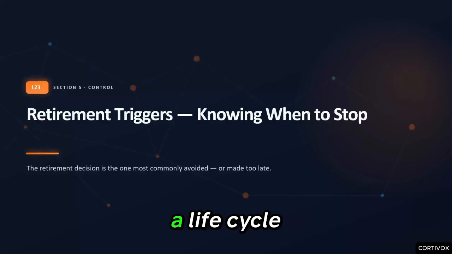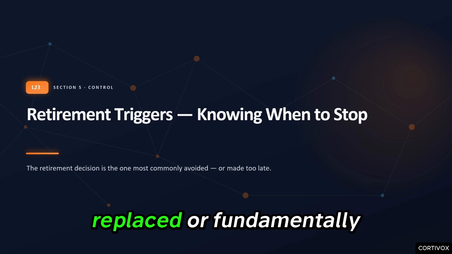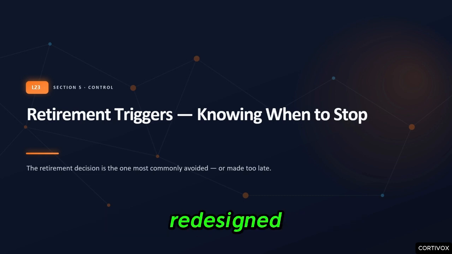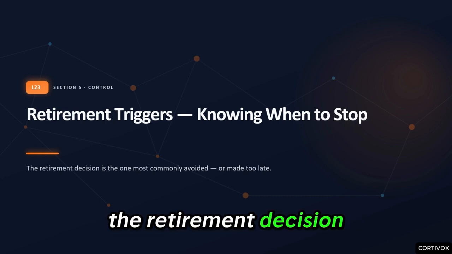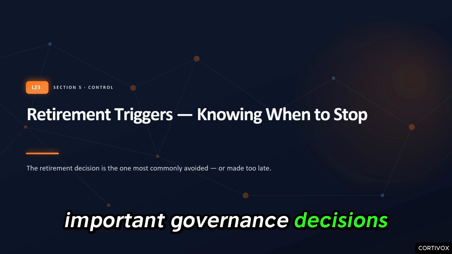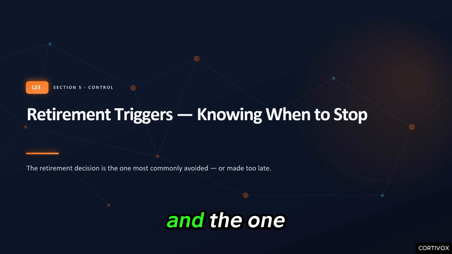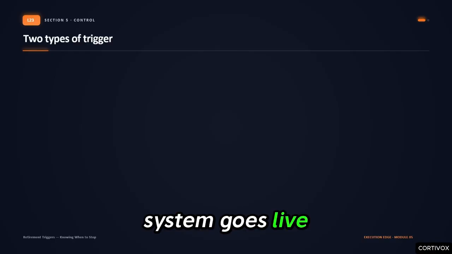AI systems have a life cycle: built, deployed, operated, and at some point retired, replaced, or fundamentally redesigned. The retirement decision is one of the most important governance decisions an AI operator makes, and the one most commonly avoided or made too late. Two types of retirement trigger. Both must be defined before the system goes live.